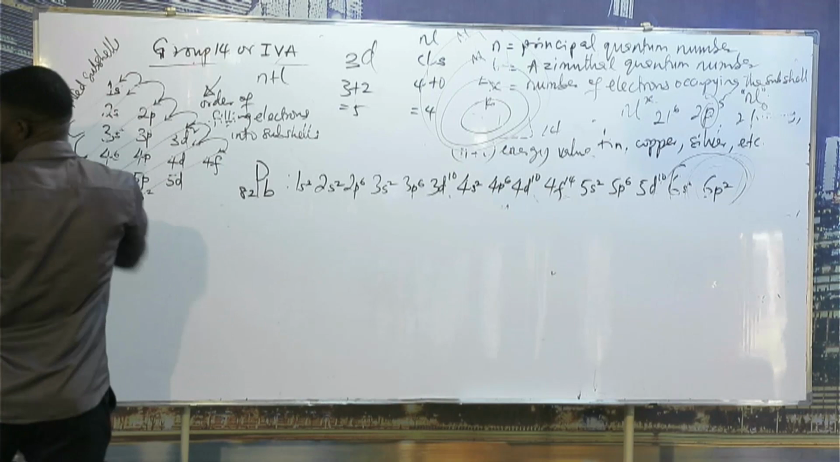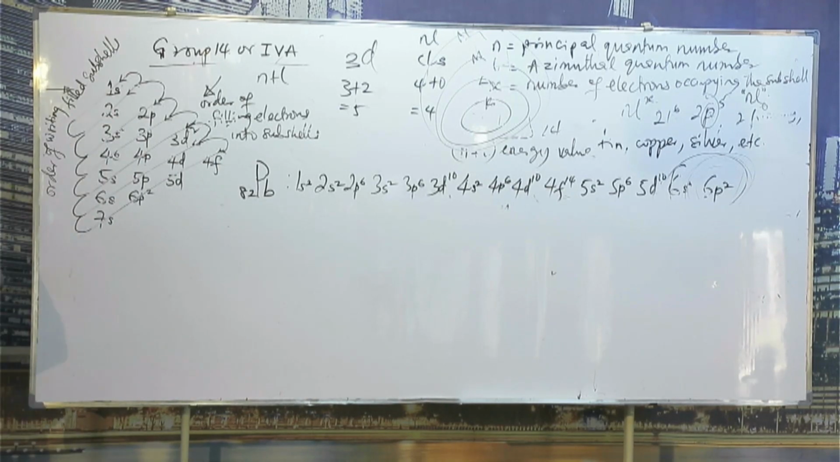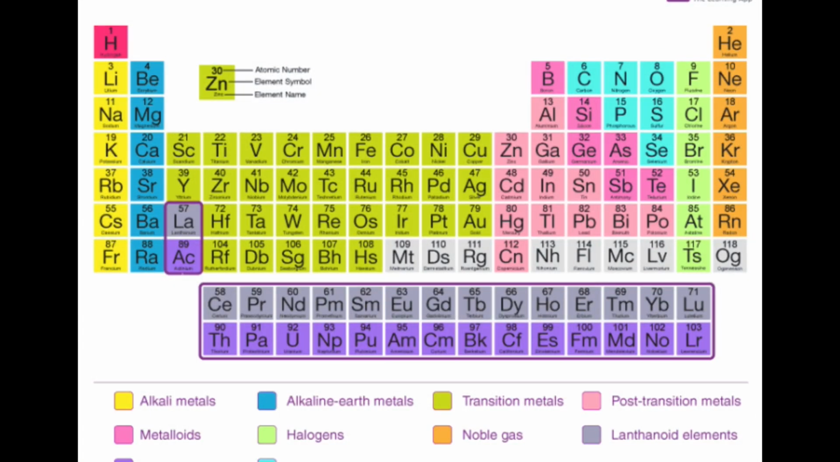Please, priority. Derive the electronic configuration of this element. Write the period and group also. Do the electronic configuration immediately.